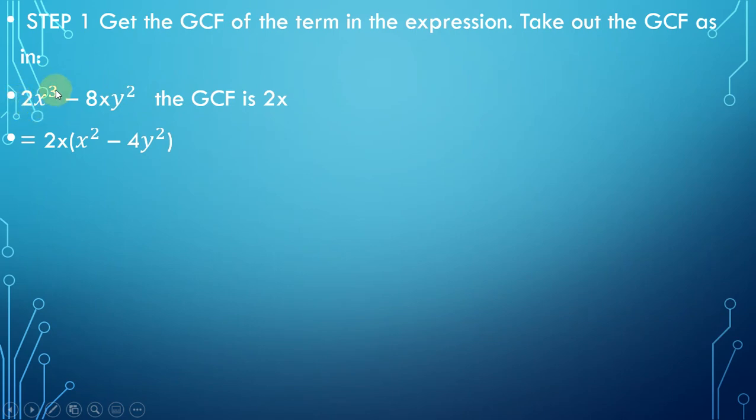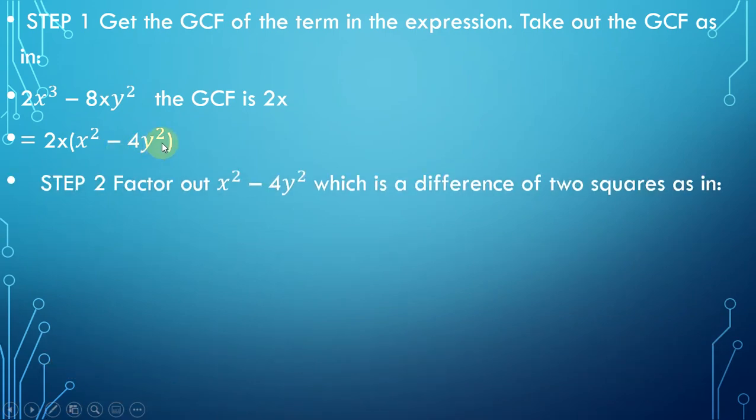So 2x cubed divided by 2x, the answer is x squared. Negative 8xy squared divided by 2x is equal to negative 4y squared. Step number 2. Factor x squared minus 4y squared, which is a difference of two squares. Remember the difference of two squares? We will now apply this.